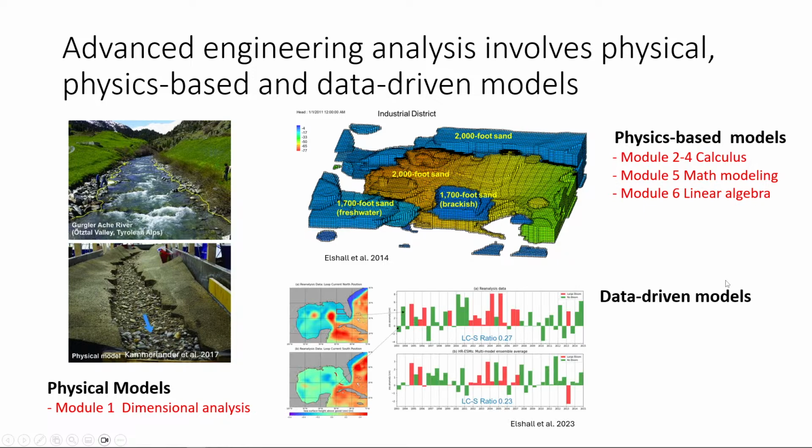While in a data-driven model, you don't have this physics-based equation. You don't have this physical equation. Instead, you learn from the data. You build your model based on the data. So you select a model and then you parameterize this model based on the available data, and then you can use this model. The simplest example of this is the linear regression model.